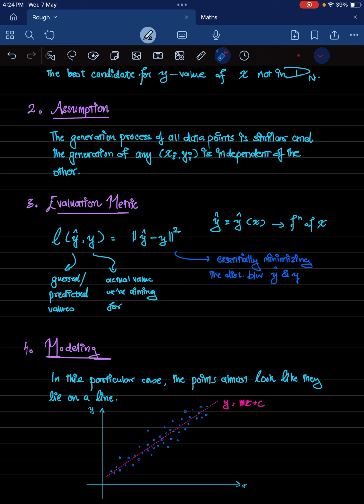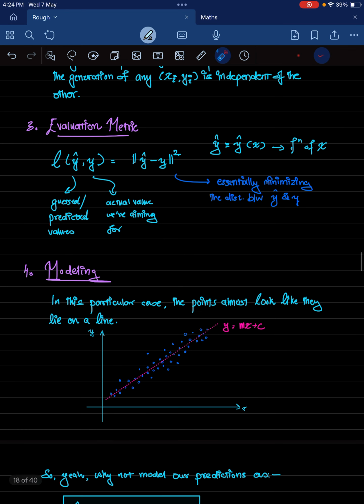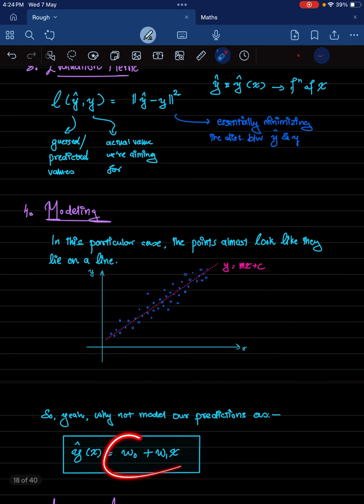I mean, a machine won't be able to say that. So even the modeling part, what sort of model I have chosen for this, it's because I see that in this particular case, for convenience, the points I have plotted here almost fall into one single line. So what is that line?